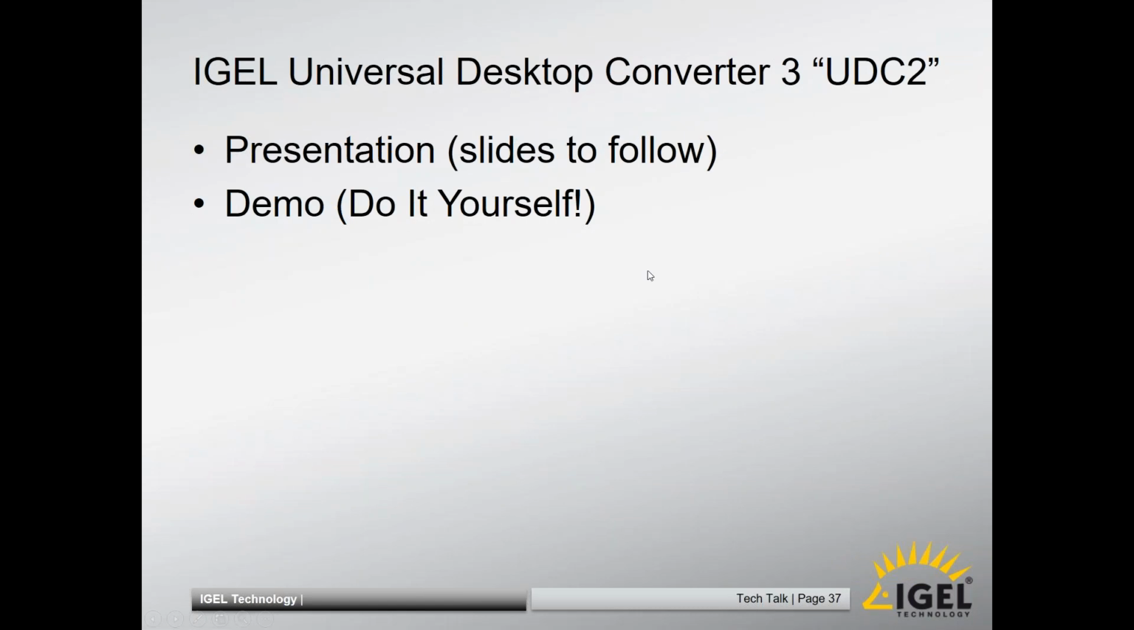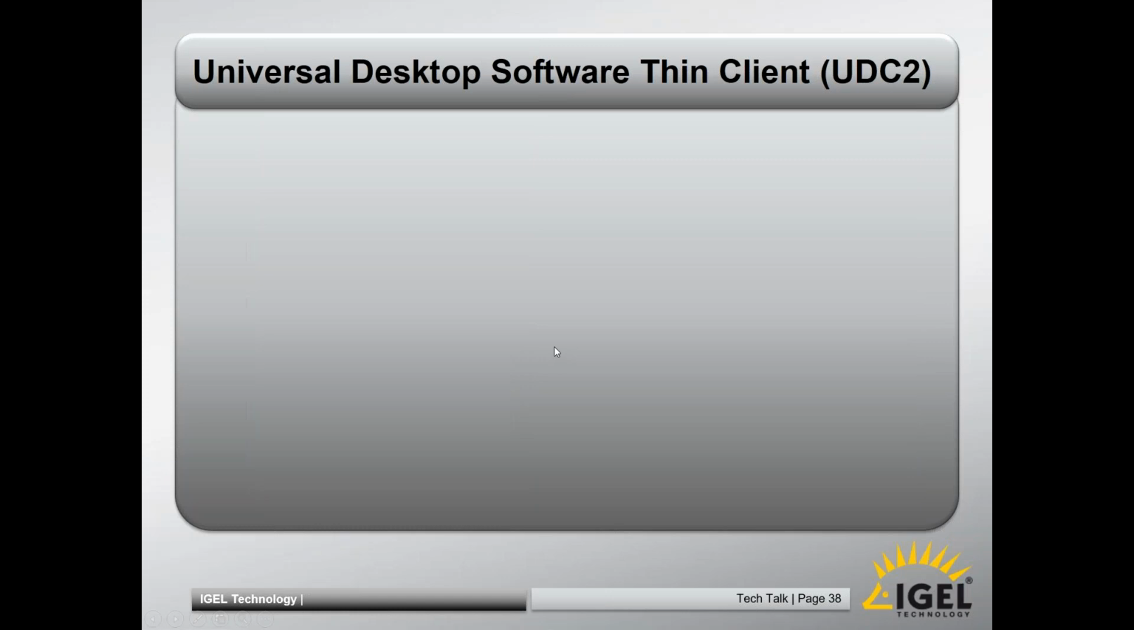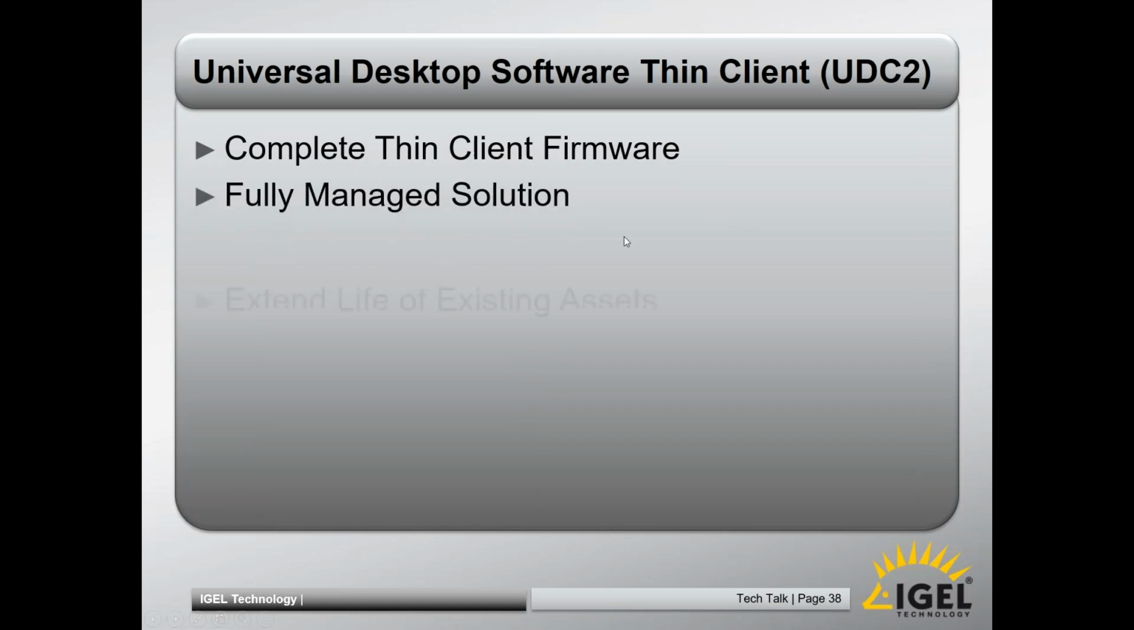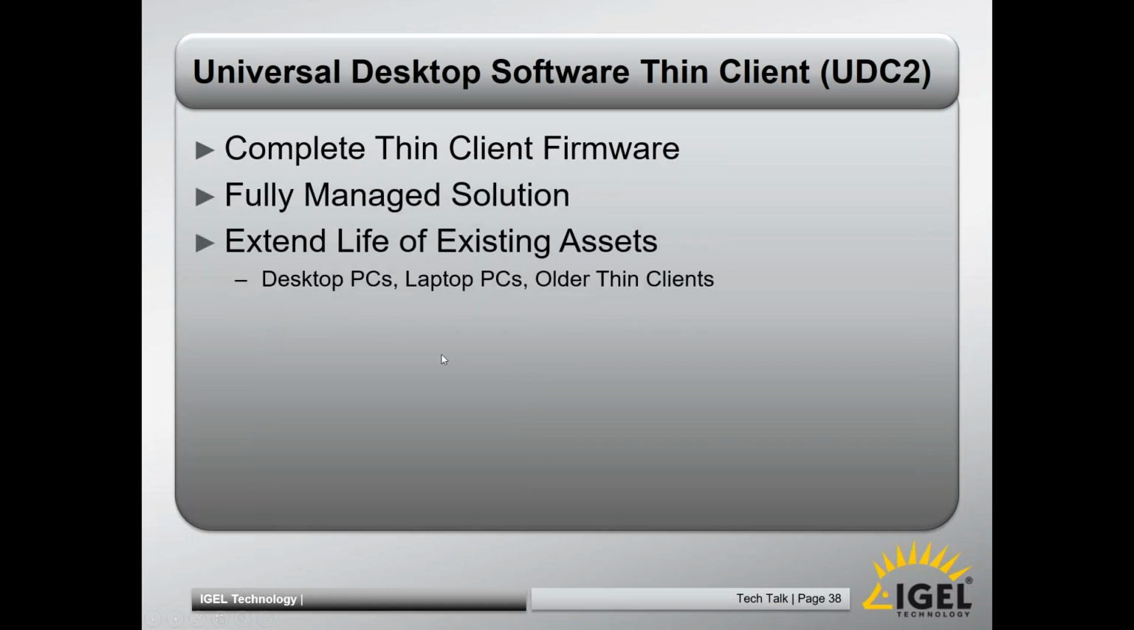Okay, so let's talk about the IGEL solution, and I've got a typo on the slide here. The current one is IGEL UDC 2 and 3. The most recent one is IGEL UDC 3. That's the Linux 10 version of it. I think IGEL UDC 2 is the Linux 5 version of it. So it's complete thin client firmware, fully manageable, unlike what we were talking about a few minutes ago with the other options.